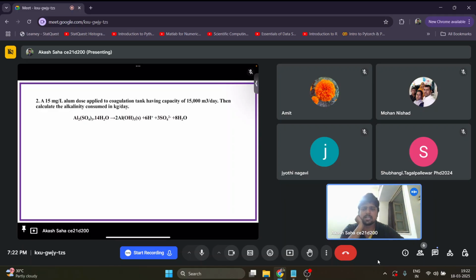So the alkalinity consumed will be proportional to what? Any idea? Alkalinity is nothing but the acid neutralizing capacity, right? So how many moles of alkalinity will be consumed? What do you think?